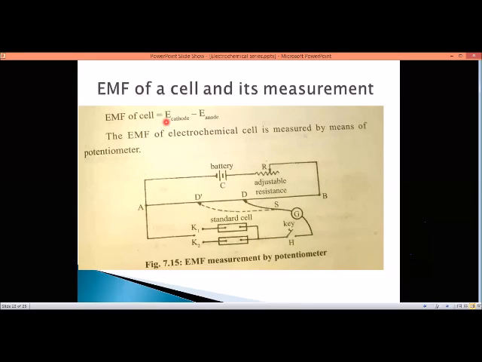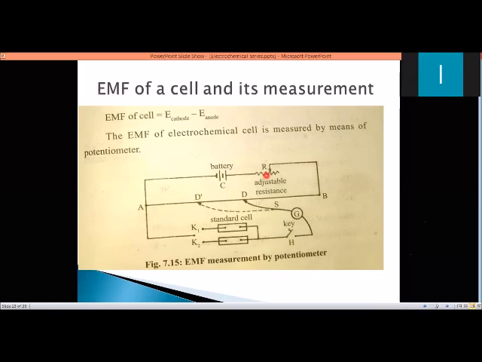Now, how can I measure an EMF using a potentiometer? In the potentiometer, you can see there is a uniform wire. AB is my uniform wire, and it has a very high resistance. There is a storage battery here. Can you see? C is my storage battery. It is connected to A and B of the wire through a rheostat. This R is my adjustable resistance, also known as a rheostat.